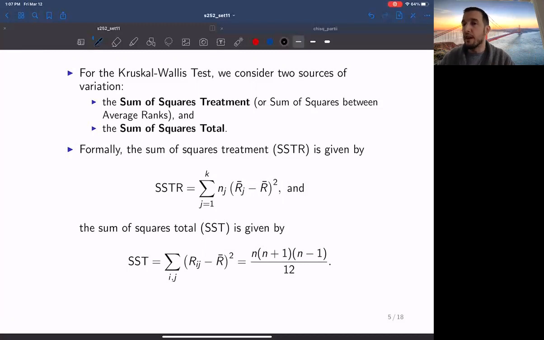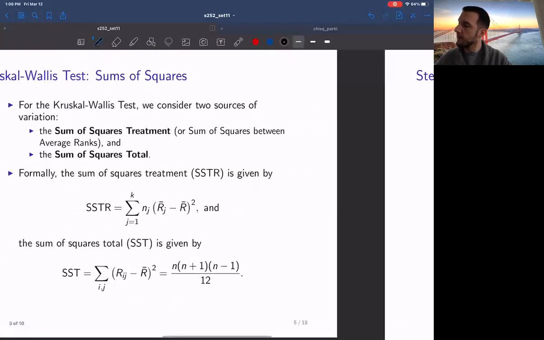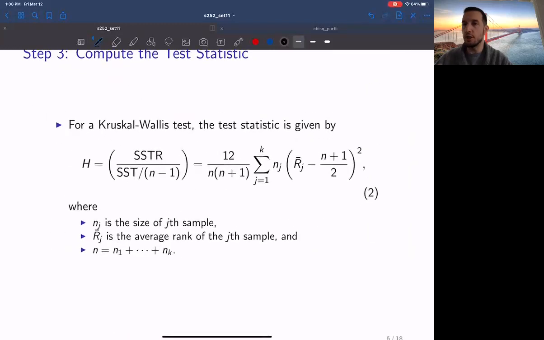So these are very familiar formulas to what we had seen in the parametric case, except that we're not working with the raw data, we are working with the ranks of the data directly. All right, so the test statistic is effectively a ratio of the SSTR to the SS total over n minus 1. And that gives us the formula that was introduced in the 6-step summary of the Kruskal-Wallis test.